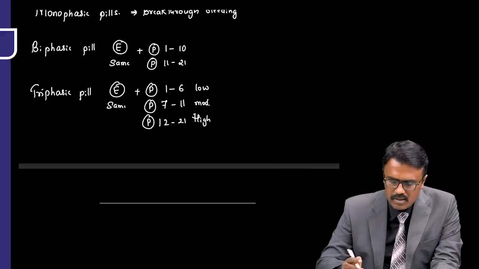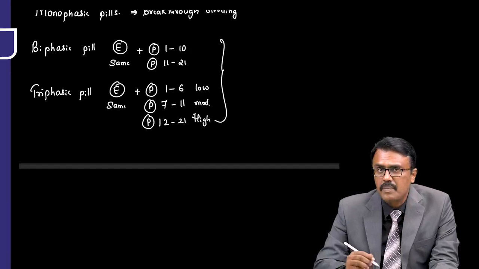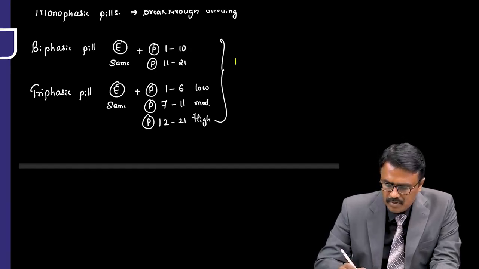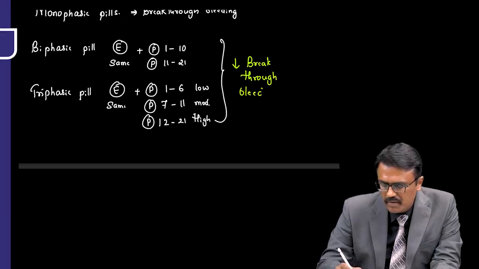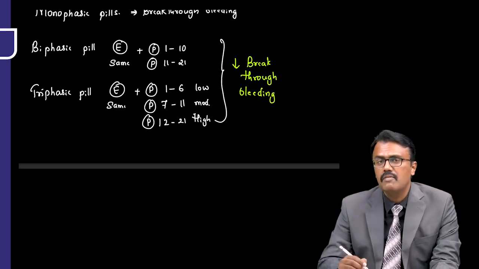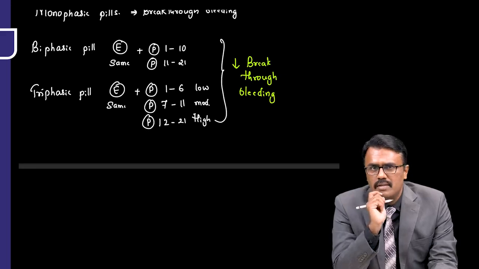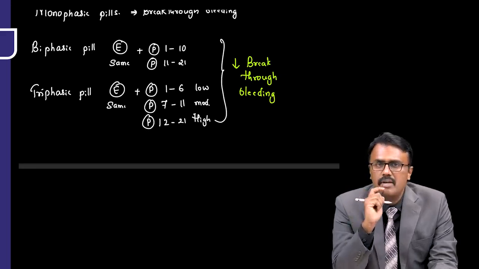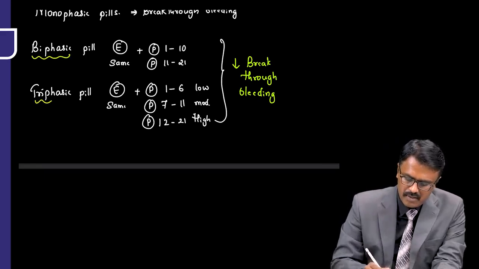So what is the advantage of doing this? The advantage of doing this is the patient will have decreased risk of breakthrough bleeding. So what is breakthrough bleeding? In between the periods, the lady will have bleeding. Usually at the end of the period she will have that. But here in between, if she has, then she has to be shifted to the biphasic or triphasic pill.